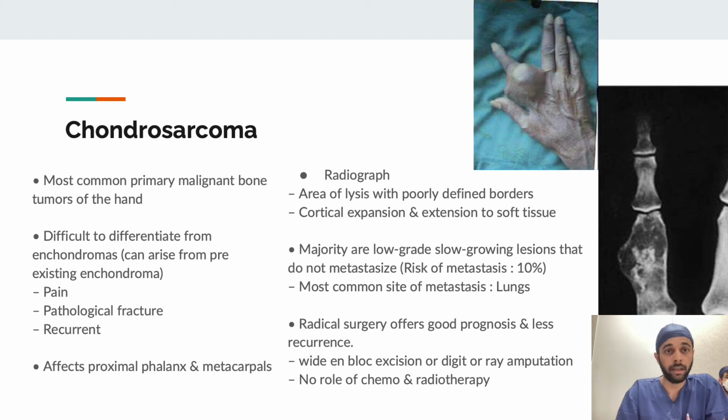You can see the lysis with a poorly defined border on the radiograph, and definitely a cortical expansion and extension to the soft tissues. The majority do not metastasize. There is a risk of metastasis of about 10%, and the most common site for the hand to go to is the lungs, and radical surgery offers good prognosis and less recurrence. There's usually no role of chemo and radiotherapy in this type of cancer.